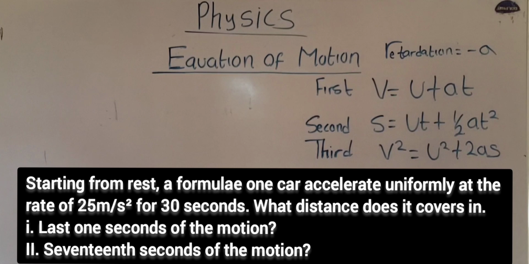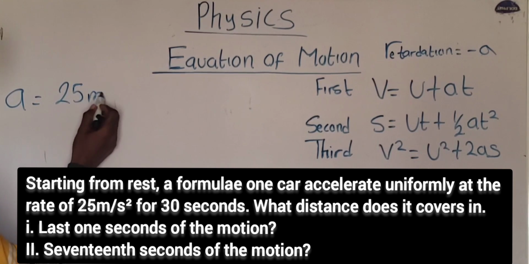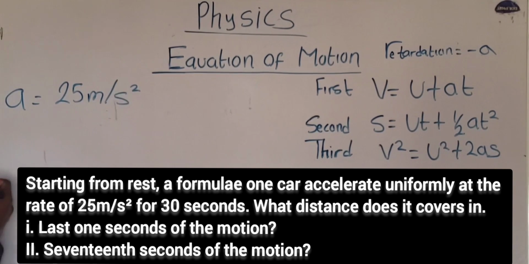Let's start with the first one. The distance it covered in the last 1 second of the motion. The first parameter that we are given in the question is that acceleration is equal to 25 meters per second squared, okay? And the time is equal to 30 seconds, okay?